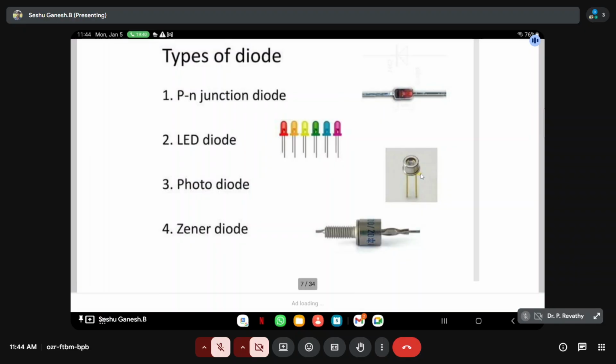We saw that in the PN junction diode, when you supply the voltage properly, automatically when the positive is connected to the p-type and the negative to the n-type, the PN junction diode will start to work in the forward biased condition.